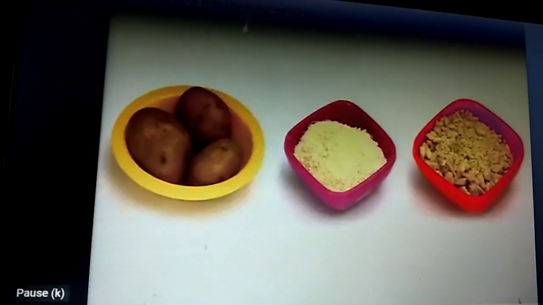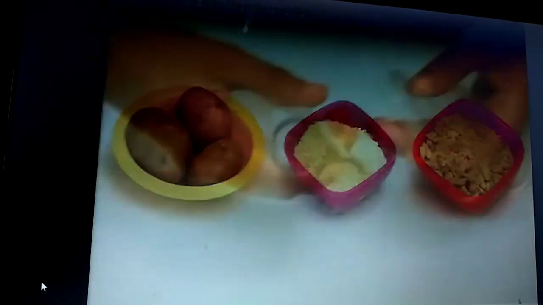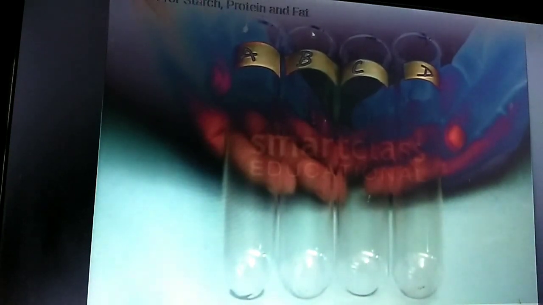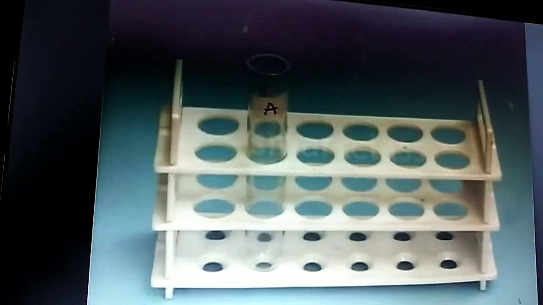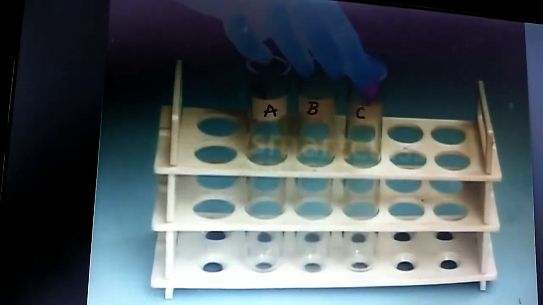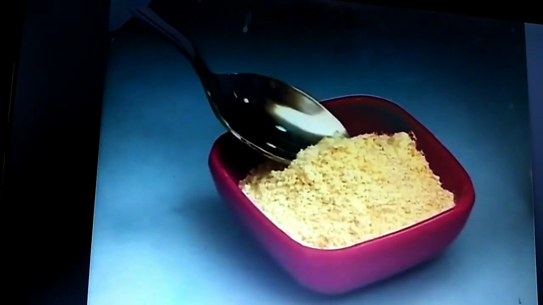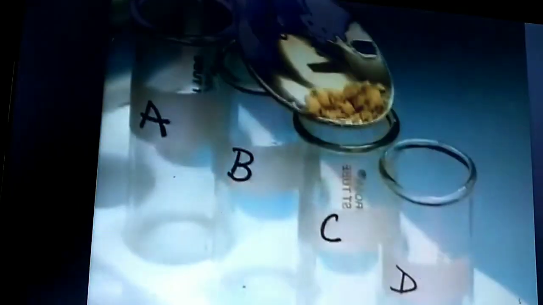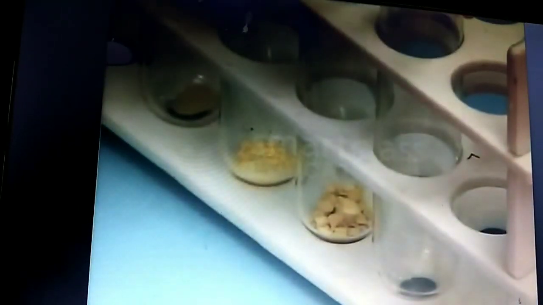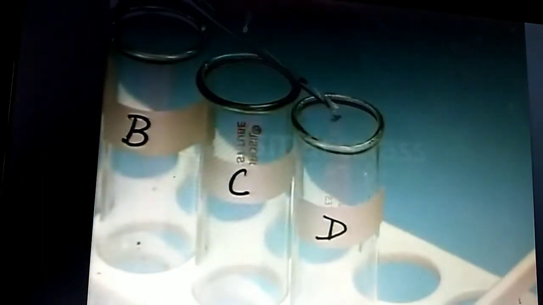Let us first test the food items for the presence of starch. Take 4 test tubes. Now mark them as A, B, C and D and place them in a test tube stand. Cut a small piece of potato with the knife and put it in the test tube A. Take a little quantity of powdered pulse and put it in the test tube B. In the test tube C, add a few pieces of crushed cashew nuts. In the test tube D, add a little amount of water and label this as control.